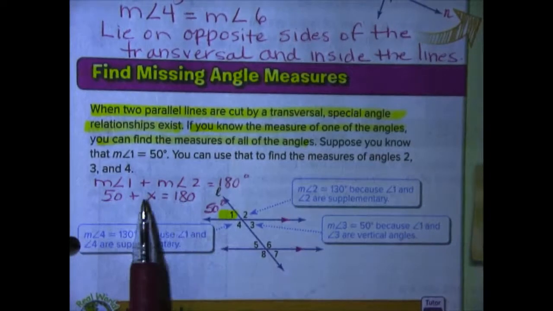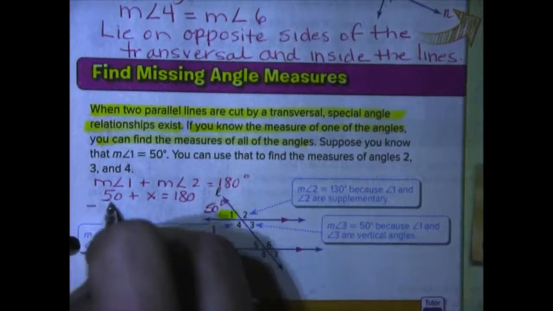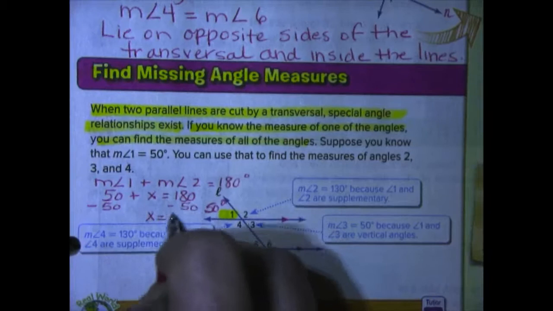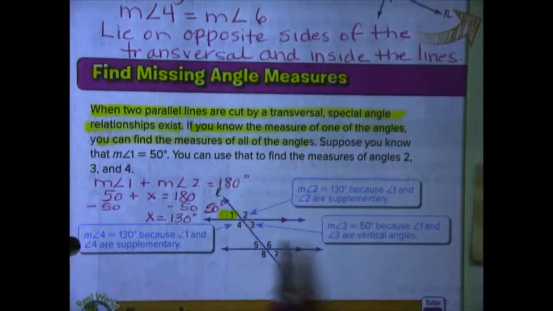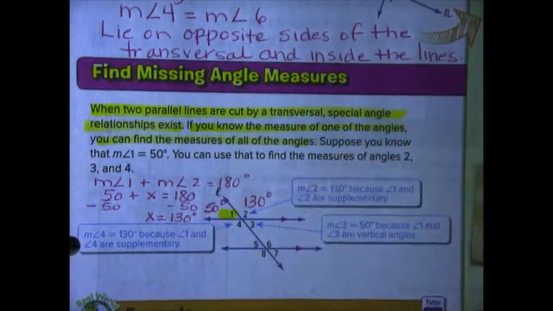But we know that when you add them together, remember unknown is a variable, when you add them together we know they equal 180. We can solve our equation by subtracting 50 from both sides and we get x equals 130 degrees. So now we know that angle 2 is 130 degrees.